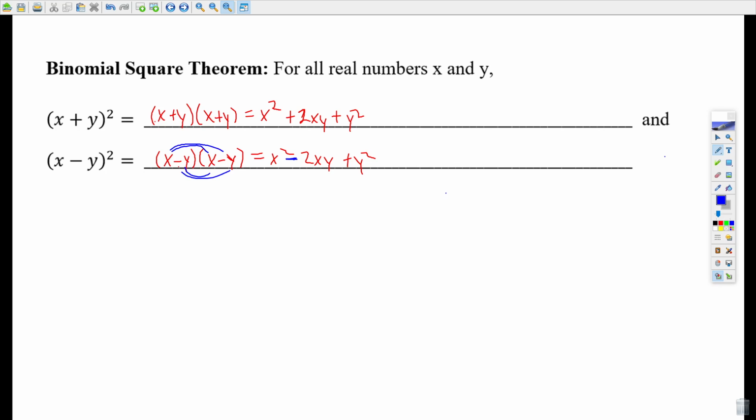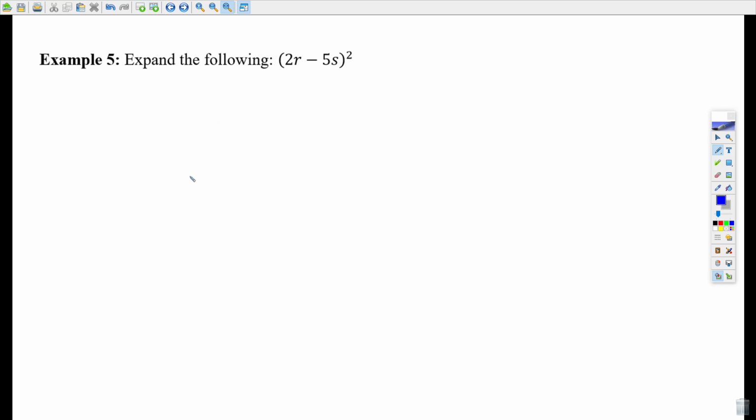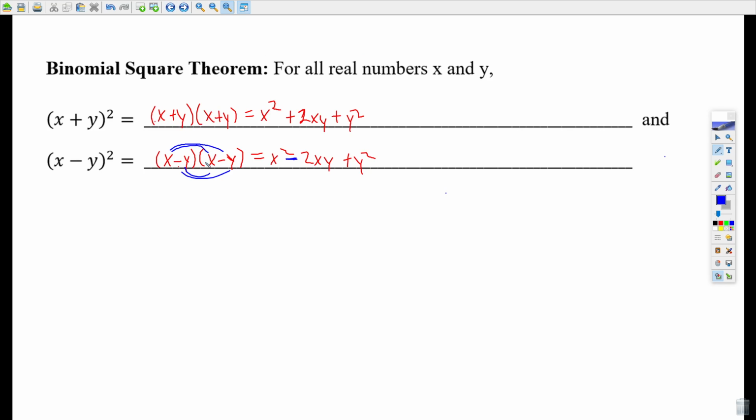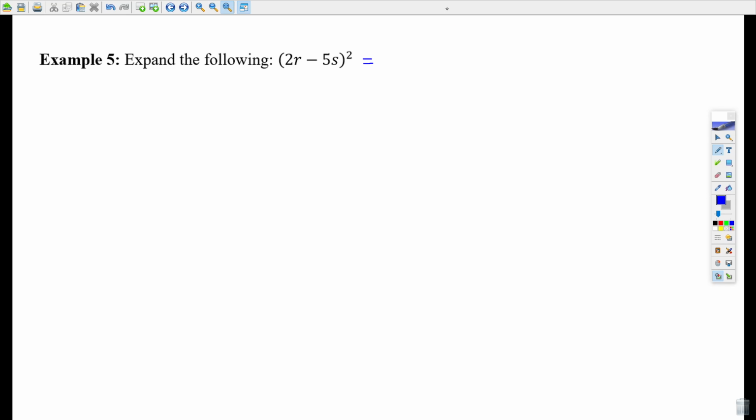So we can try one. Expand the following. We have 2r minus 5s squared. You can use the shortcut that's up here. But if you don't want to practice doing that, that's fine. We can just practice doing the arcs if you're struggling with that. So we have 2r minus 5s. The squared here means that there's 2 of them. 2r minus 5s.